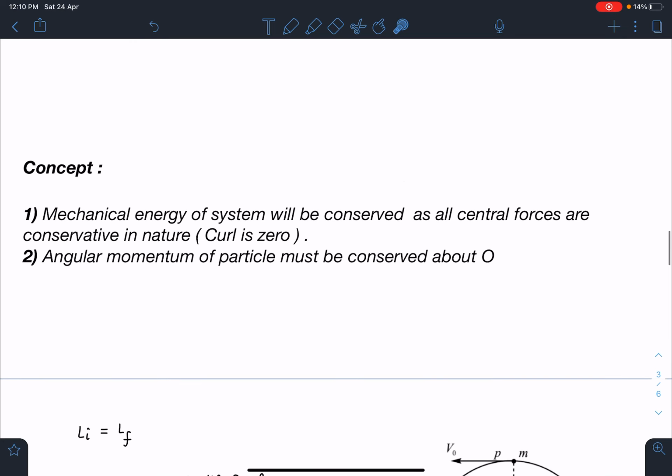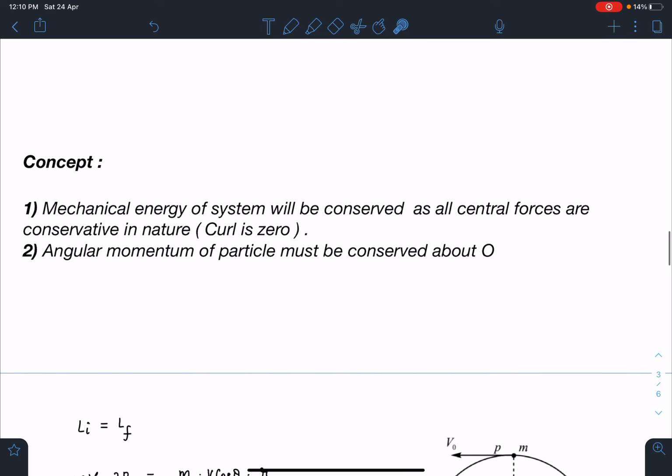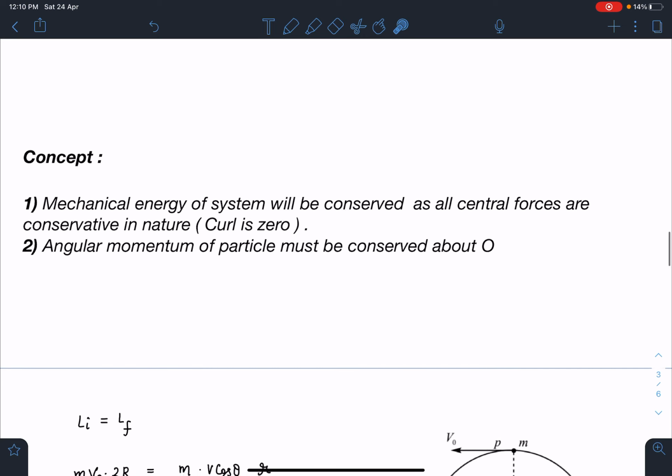So concept wise, you can see the mechanical energy of the system will be conserved, as all central forces are conservative in nature. You can see their curl will be 0, and the angular momentum of the particle must be conserved about point O. So wherever this force is pointing, about that point its angular momentum will be conserved.